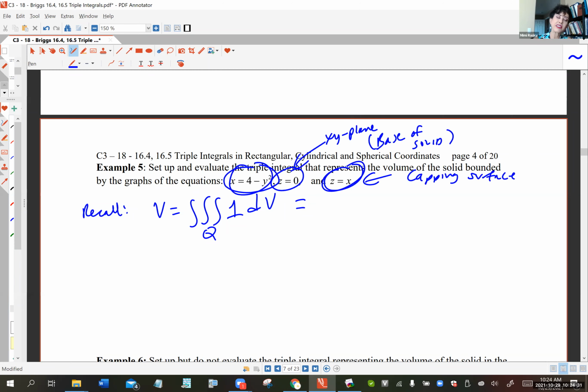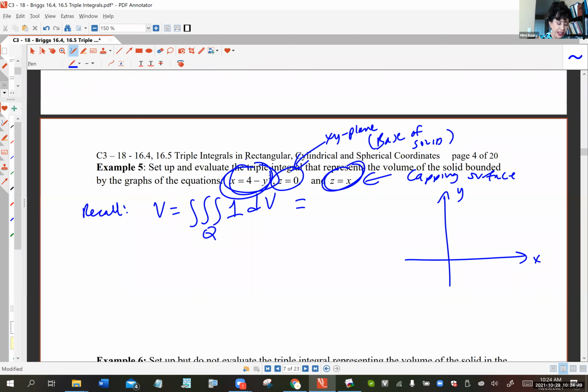Now, what about this x equals 4 minus y squared? Well, that's a cylindrical surface, and that sort of gives the side of the solid. But what's going on in the xy plane? Let's figure that out. So we can take a look at the base of the solid.